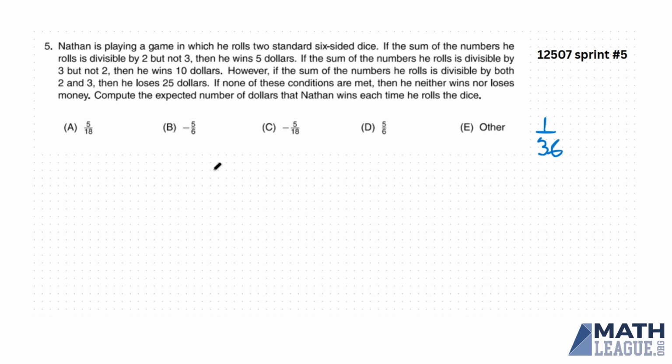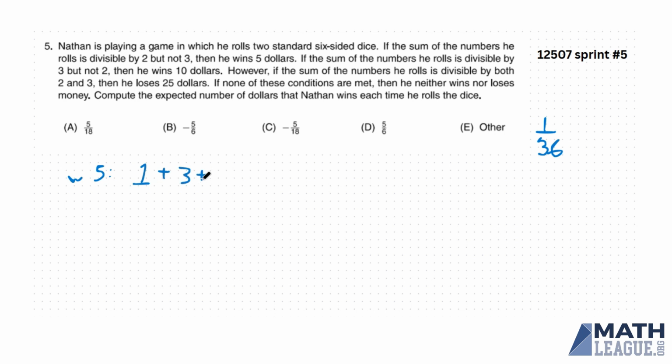And he loses $25 if it's divisible by both 2 and 3, or divisible by 6, which means he loses $25 if he rolls a sum of 6 or 12. So let's do casework. If he wins 5, then he can roll a 2 in one way: he rolls a 1 on both dice. He can roll a 4 if he rolls a 1 and a 3, a 2 and a 2, or a 3 and a 1. So that's 3 ways.